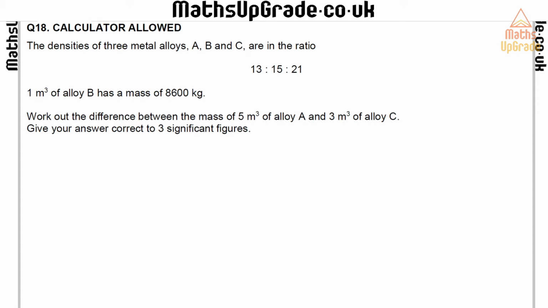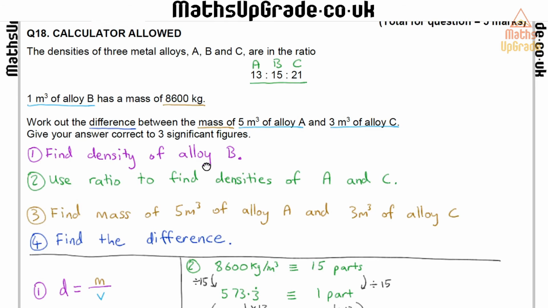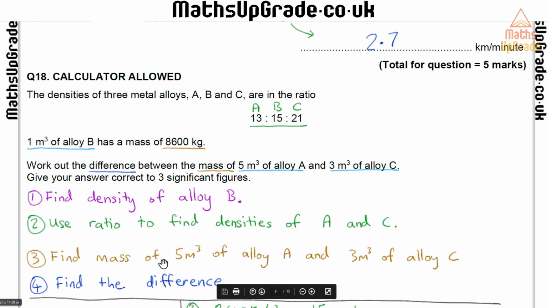So this question involves a few different topics. I've got ratios involved, I've got compound measures, and obviously I've got rounding as well. So the way I'm going to tackle this question, let's find the density of alloy B. Then I'm going to use a ratio to find the densities of A and C. Then I'm going to find the mass of 5 meters cubed of alloy A, 3 meters cubed of alloy C, and I can find the difference. So let's do that now. These are the steps I'm going to take.